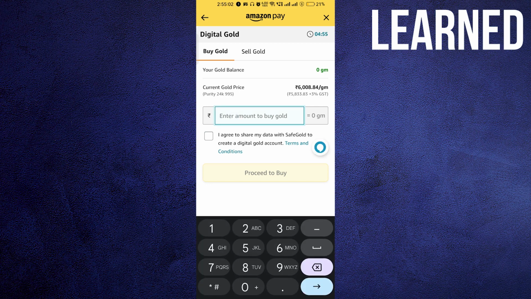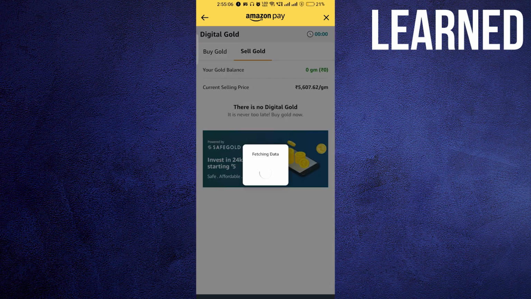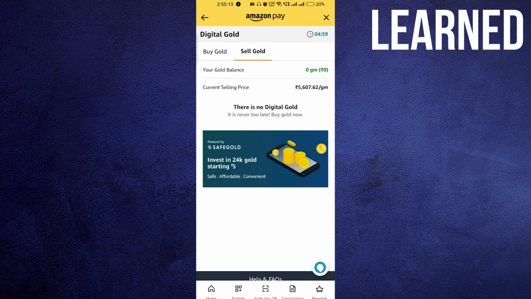Just enter the amount, and after buying it, you have to just go to sell gold and you have to sell that gold, right? And after selling that gold, you will receive some money which will be directly transferred into your bank account.